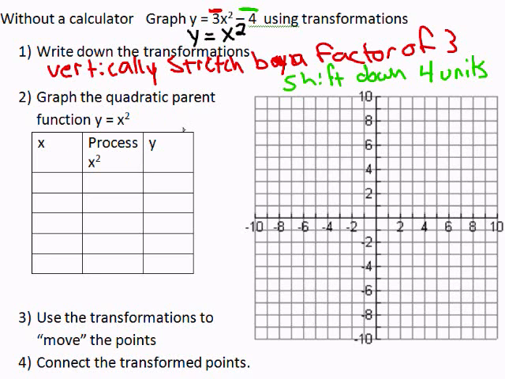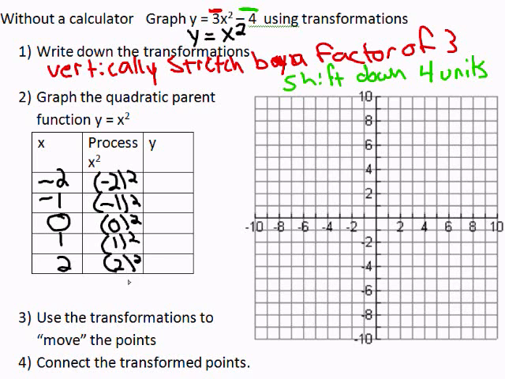So I went ahead and gave us an XY chart, provided that for us here, because the next step is to graph the quadratic parent function, y equals x squared. We usually pick an x value of 0 and a couple before 0 and a couple after 0. Then we take negative 2 and we square it. So negative 2 squared. We take negative 1 and square it. 0 squared, 1 squared, and 2 squared.